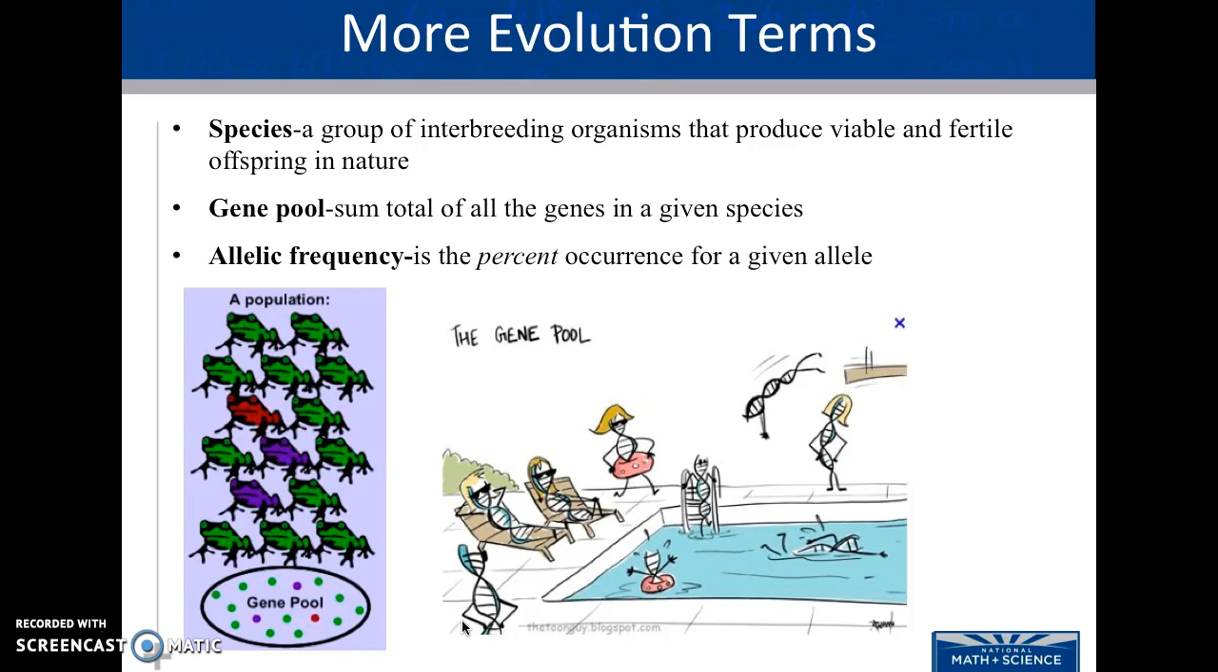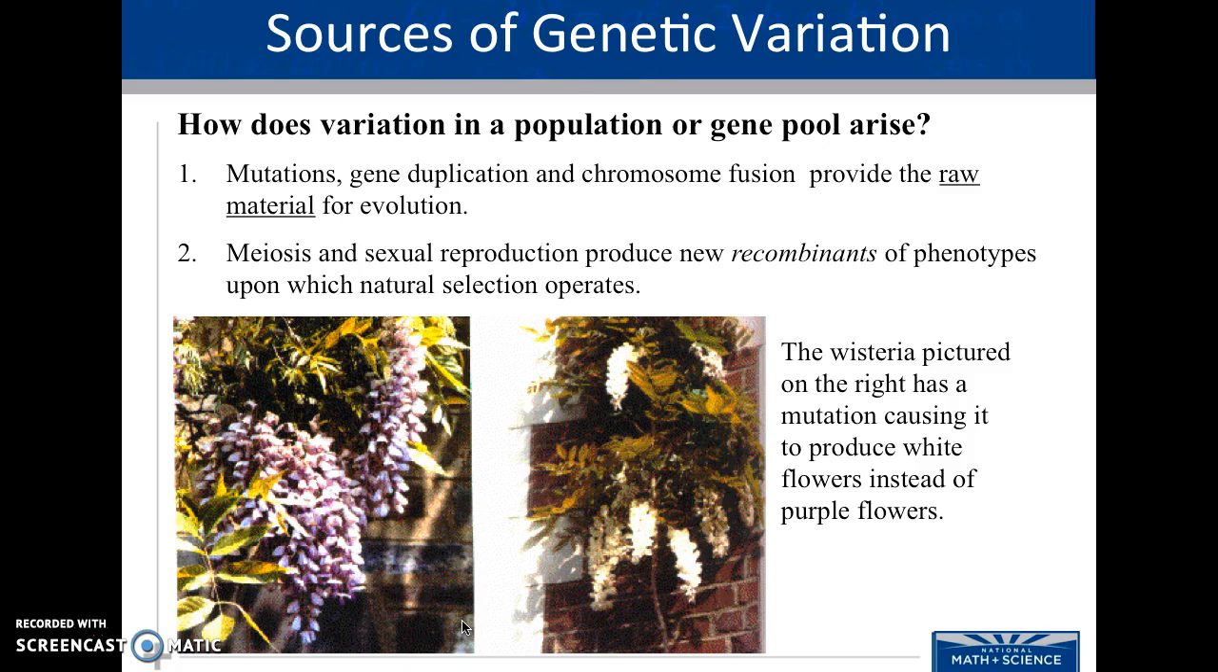Gene pool is the sum of all genes in a given species, so all of the available genetic material within that species. And the allelic frequency is the percent occurrence for a given allele. So the gene pool for height in the human population, that's all of our genes. The allelic frequency would be the percent of people 6 foot and up, people 5'5" to 6 feet, etc. Hopefully we get the picture.